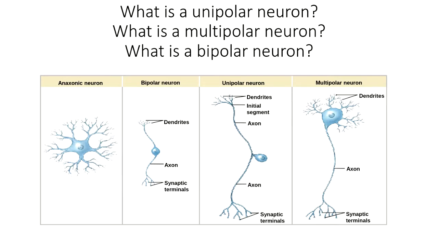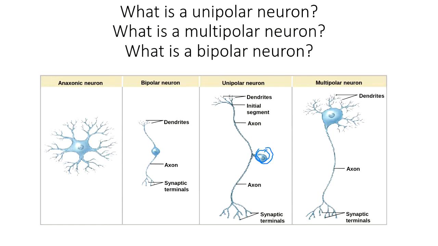Now, there are different types of neurons. You have anaxonic, bipolar, unipolar, and multipolar. So the unipolar just has one axon from the cell body. Okay. Well, technically unipolar are pseudo-unipolar. They look like they're one pole, but not really. But for the sake of the exam, unipolar has one axon from the cell body.